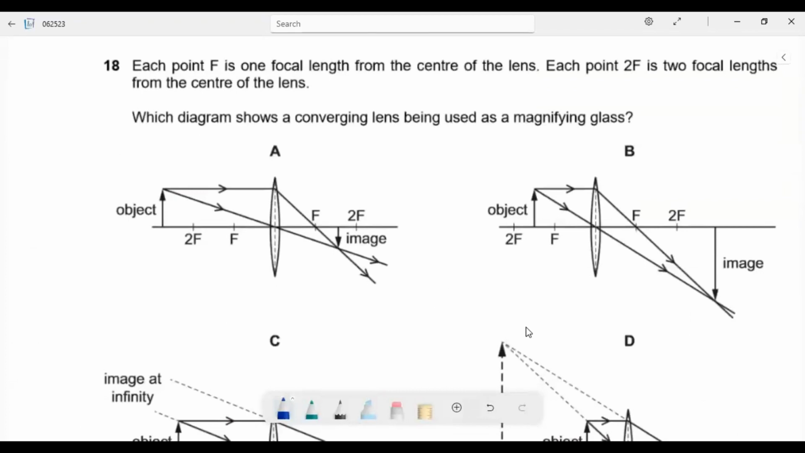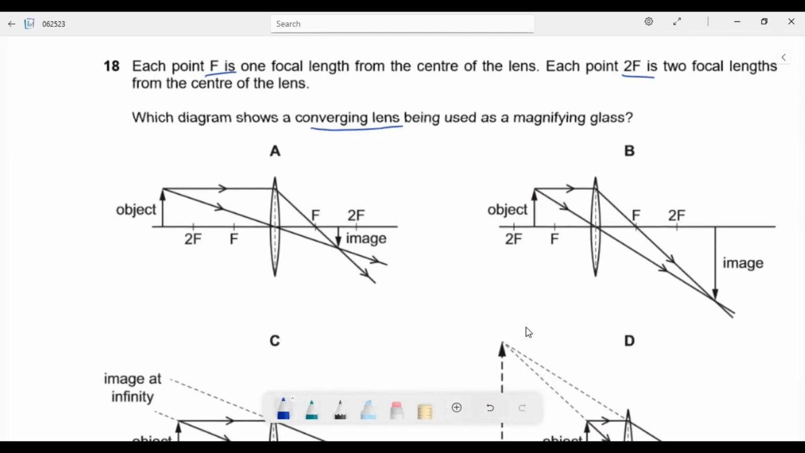Next, each point F is one focal length from the center of the lens. Each point 2F is two focal lengths from the center of the lens. Which diagram shows a converging lens being used as a magnifying glass?